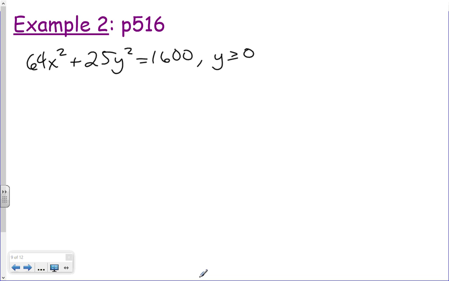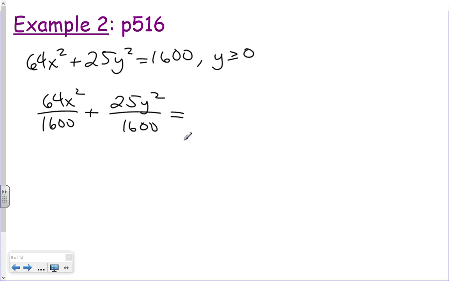They give you a sketch of what this should look like on the next page, but let's just verify that that in fact is the sketch we should have there. Let's take this equation and get it into its center radius form. We can do that by dividing by 1600. So if I take 64x squared and divide by 1600, and add that to 25y squared divided by 1600, that's equal to just 1 when we divide everything by 1600.